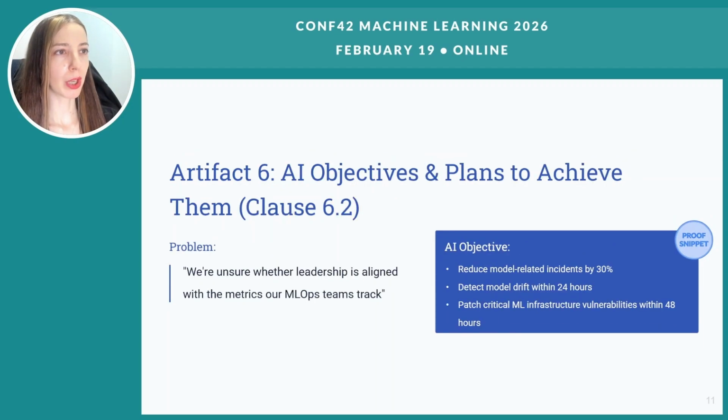Clause 6.2, AI objectives and plans to achieve them. Very often, this section actually lives inside the broader AI policy because it translates leadership intent into something teams can track and improve over time. The core question this artifact answers is: what targets are we aiming at with our controls and MLOps practices?